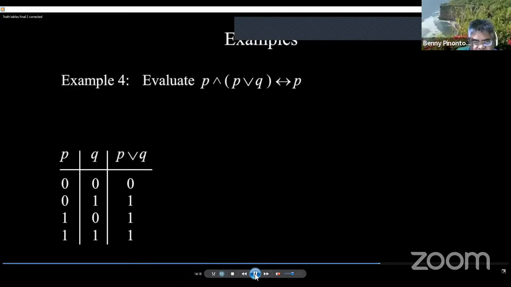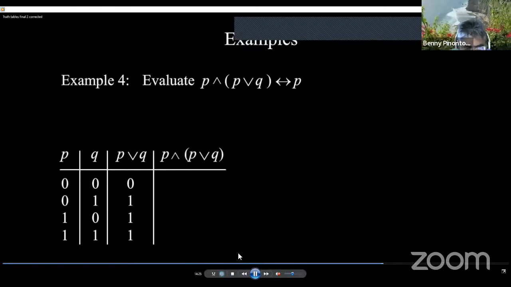Okay. Now, because the bracket is there, we have to process that first. So that is P or Q. And we have to look at which one is both 0. And we put 0 there. All the rest are 1s. And so we have only the first row is 0 and the rest are 1.